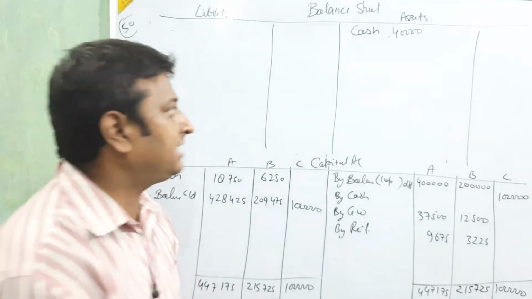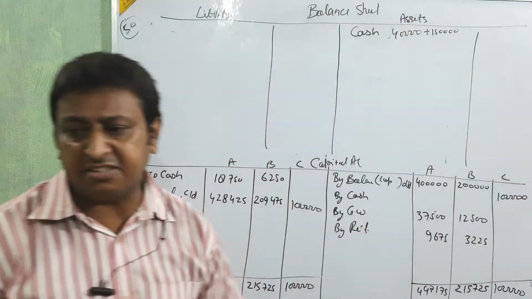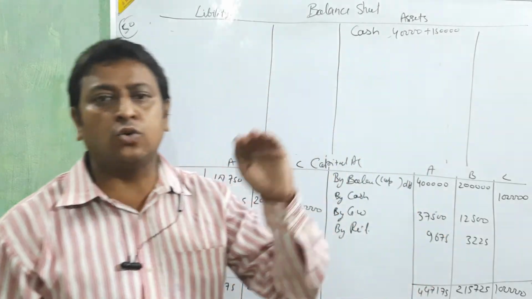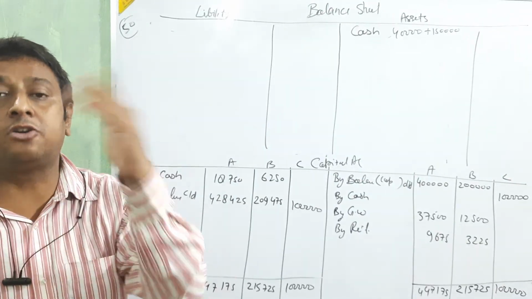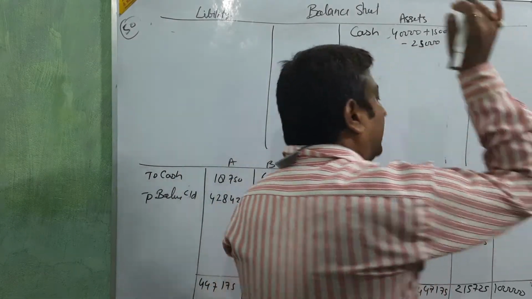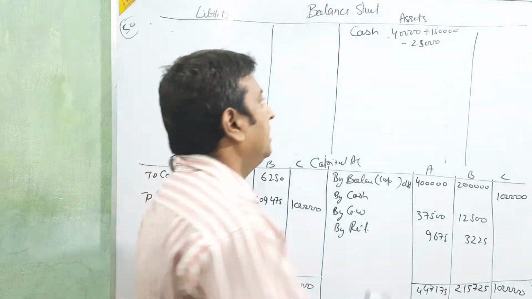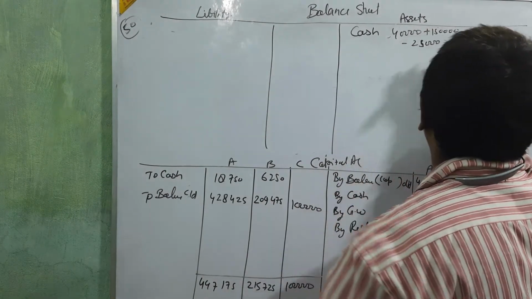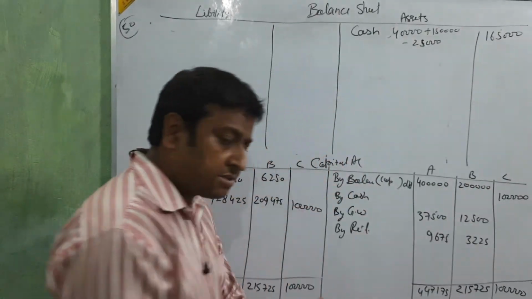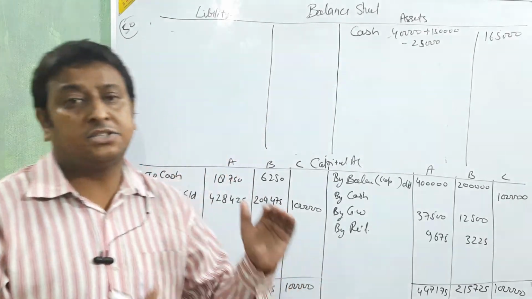You are receiving that cash, so add that cash here, 1,50,000. Go for the last entry: A capital, B capital to cash, 25,000. It means withdrawal, so less that cash from here. What cash you are receiving, that will add, and what cash you are going to withdraw, that will less. Then the difference amount is 1,65,000.